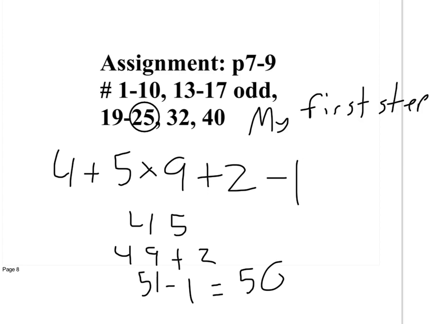Only odds are 13 through 17. So 13, 15, 17. If I wanted you to do 1 through 10 odd, I would write odd right there. But it's not. It's just 13 through 17 odd. So 1 through 10, 13, 15, 17, 19, 20, 21, 22, 23, 24, 25. 25 is special, at least 3 sentences, 32, and then 40. Explain to me how you solve that problem.